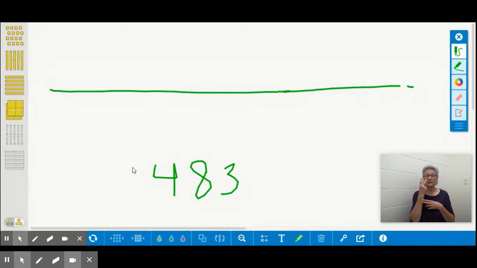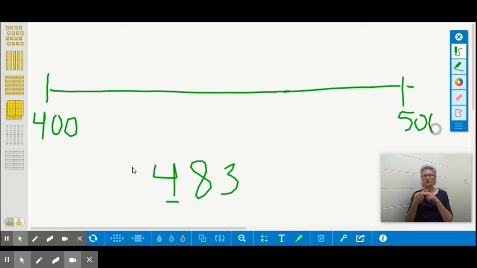I see that there are 400s in 483, so that means that 483 is more than 400. I'm going to use 400 as my lower hundreds benchmark. 483, though, is less than having 500s. So I'm going to use that as my larger benchmark. Now I have to think of the halfway point or the midpoint between 400 and 500. And that is 450 because 50 is half of 100.